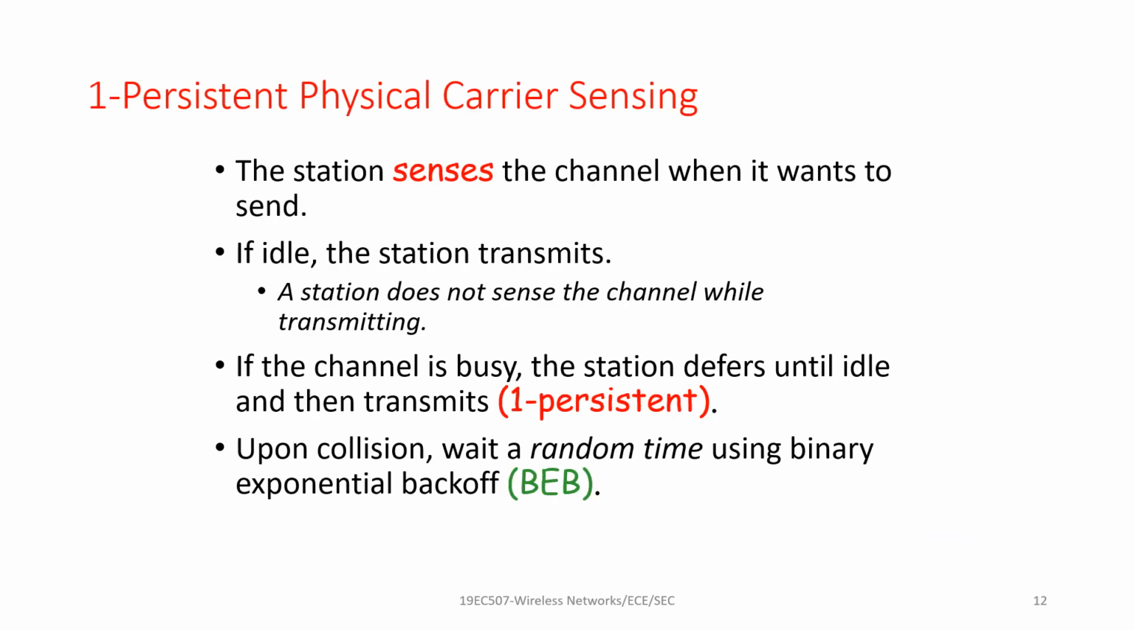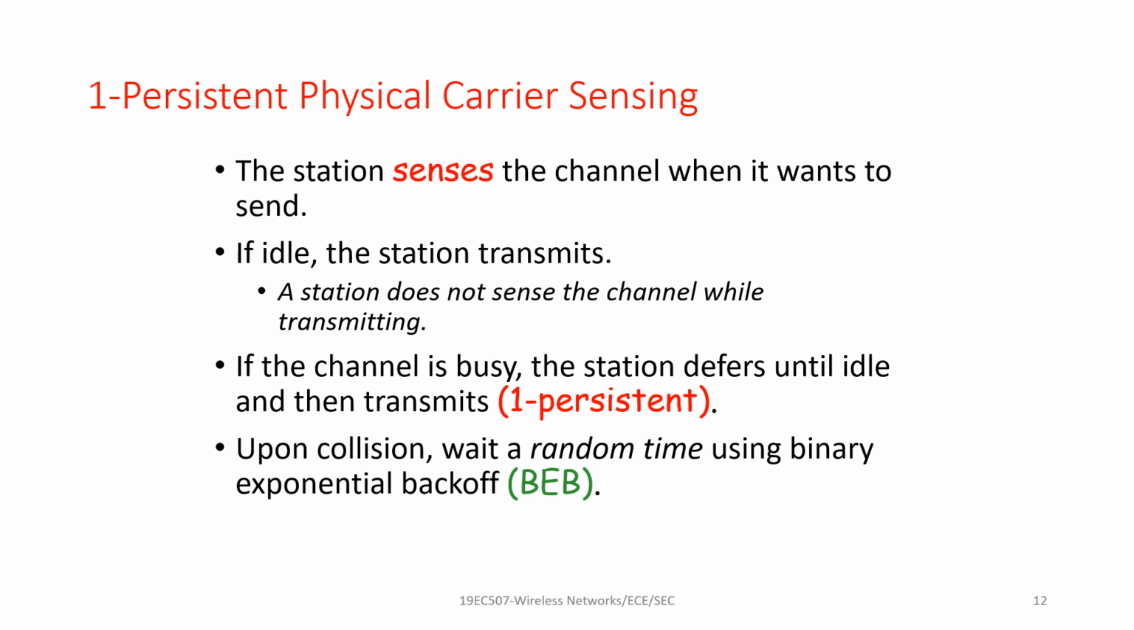So this is the second mode of operation, which is known as persistent physical carrier sensing. So far we have discussed virtual carrier sensing, and now we are moving on to physical carrier sensing. Here the station senses the channel when it wants to send. If the channel is idle, the station can start to transmit.